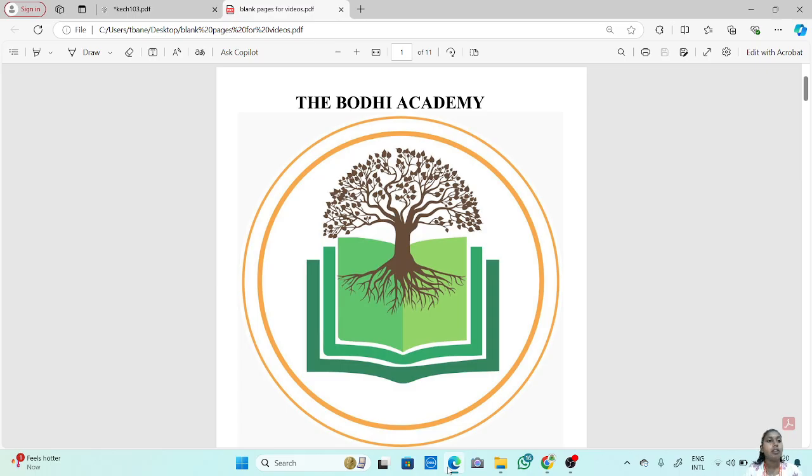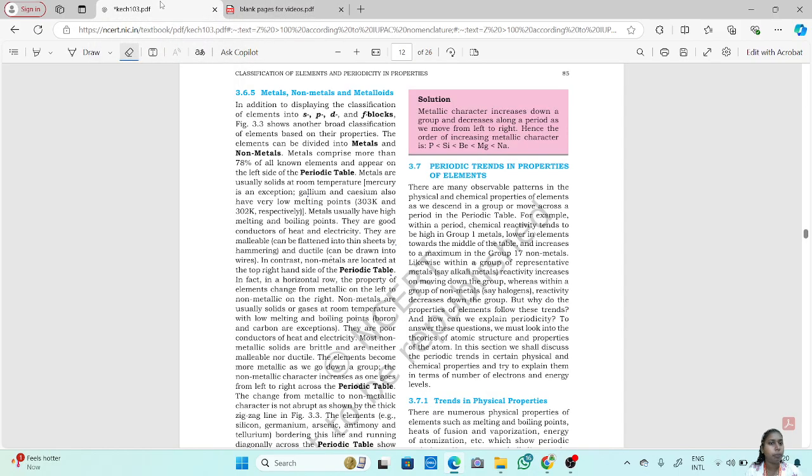So today we'll continue with the chapter on classification of elements and periodicity in their properties. In our last video we saw the electronic configurations and how they are related to the periodic table, like how electronic configuration affects the periods as well as the groups.